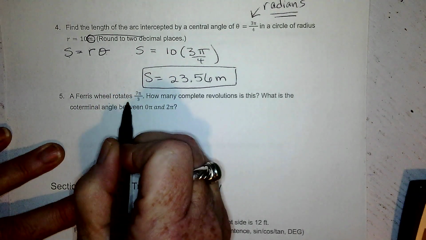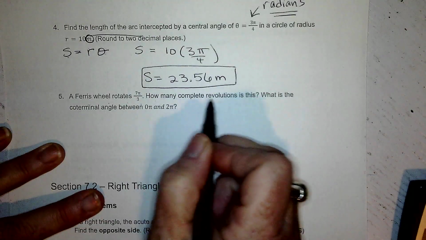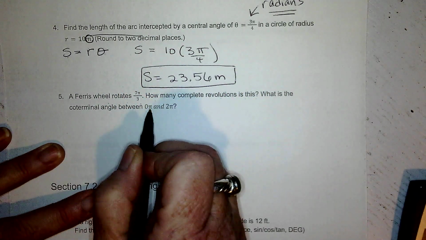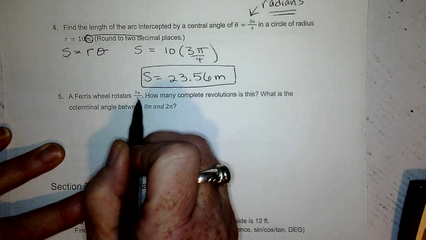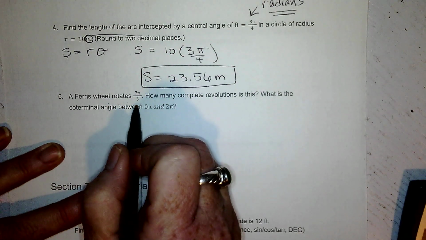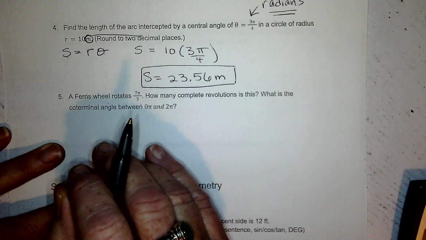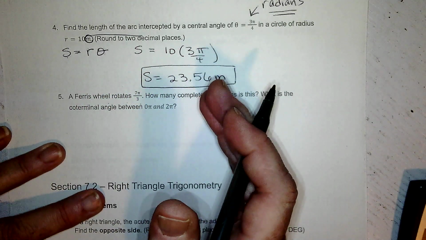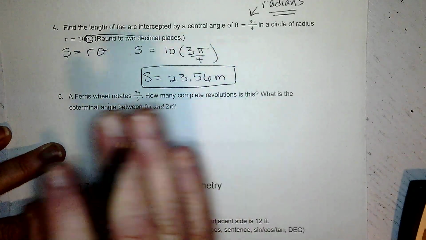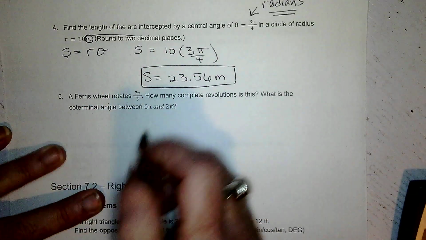A Ferris wheel rotates 7 pi over 3. Okay. How many complete revolutions is this? What is the coterminal angle between 0 and 2 pi? All right, so remember 2 pi is a full rotation. I know many of you are struggling with the radians, so let's just change this to degrees. Find your coterminal angle, and then you can change it back to radians. Your answers need to be in radians.